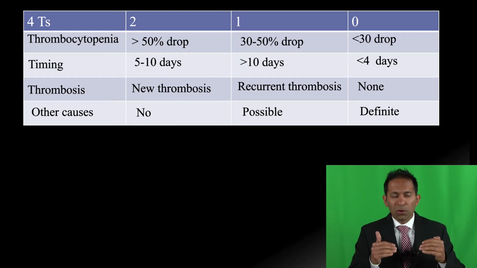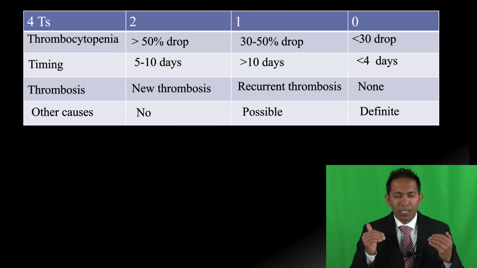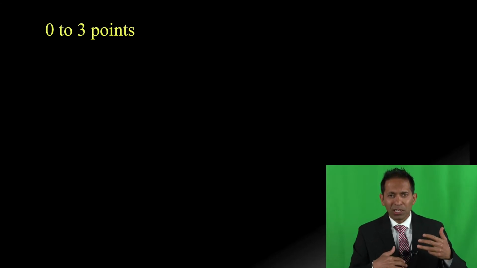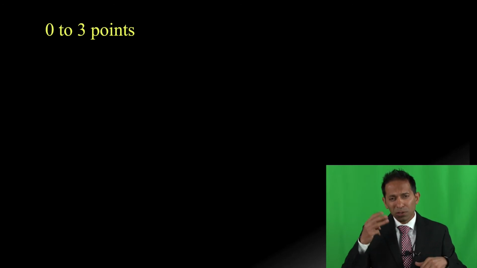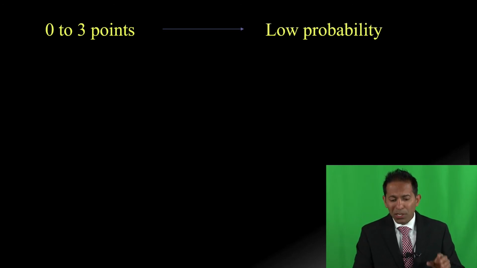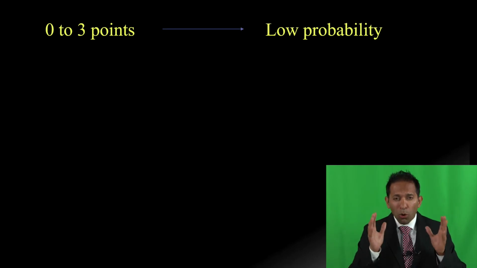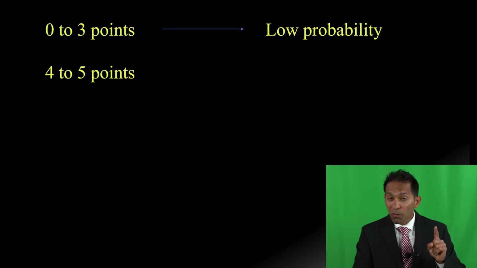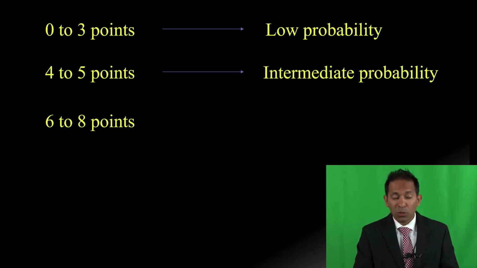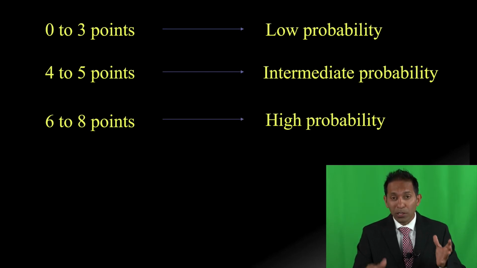So we calculate the 4T score if we are suspecting HIT. If you calculate the 4T score, the patient can be categorized into 3 categories. The first category is 0 to 3 points. Patients who have 0 to 3 points have low probability of having HIT. Patients who have 4 to 5 have intermediate probability of having HIT. Patients who have 6 to 8 score have high probability of having HIT.